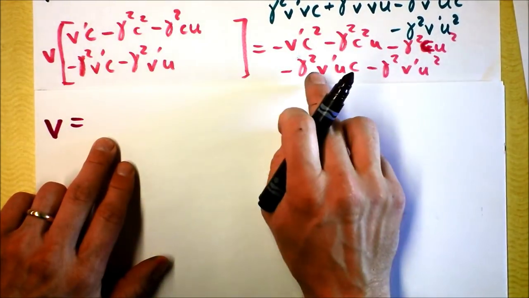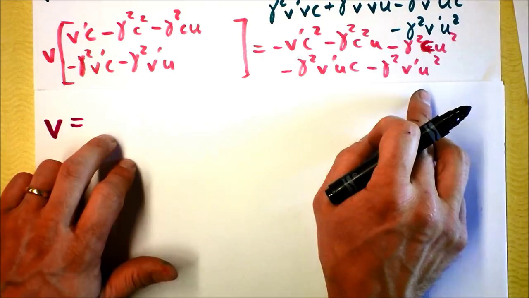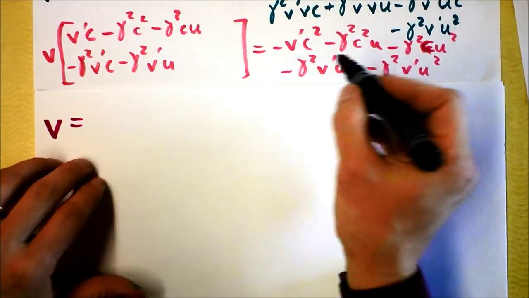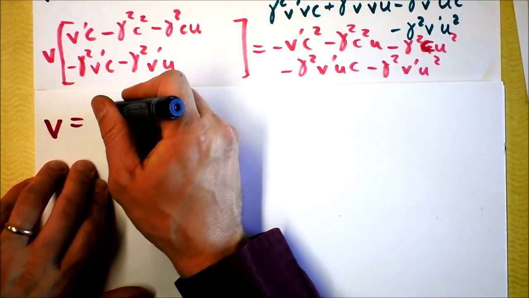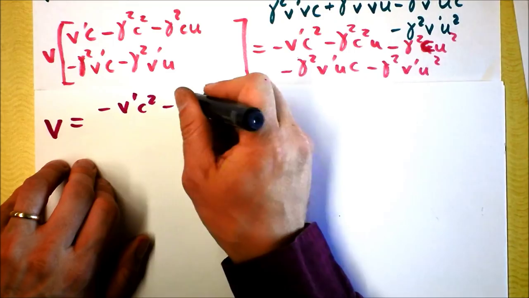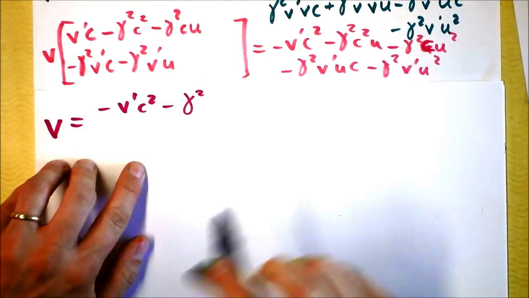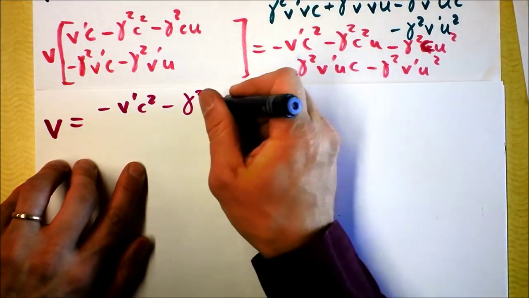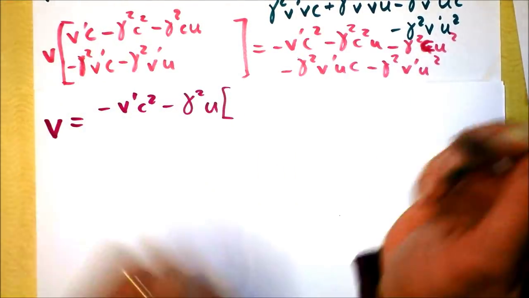I'm gonna be looking at the numerator right here, and the numerator has a bunch of stuff with gamma squared in it, and one term that doesn't have gamma squared in it. This makes me happy, so I'm gonna take the one term that doesn't have gamma squared in it and bring it out to the front. It is minus V prime C squared, and then everything else has minus gamma squared in it. Oh my gosh, look, everything else also has a U in it. So let's get gamma squared and U factored out of that entire mess.